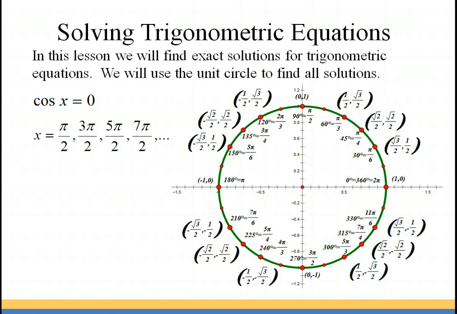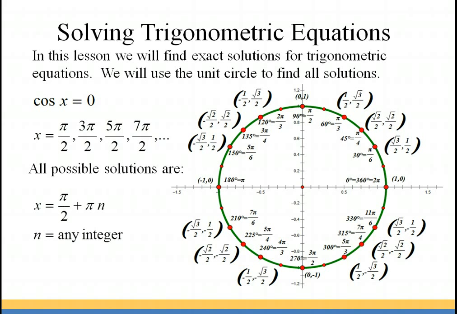Now we would also have solutions for any angles that are coterminal to pi over 2 or 3 pi over 2. So I tacked on 5 pi over 2 and 7 pi over 2, and you can keep going on forever and ever. But our goal is to find all possible solutions by giving an equation for them.